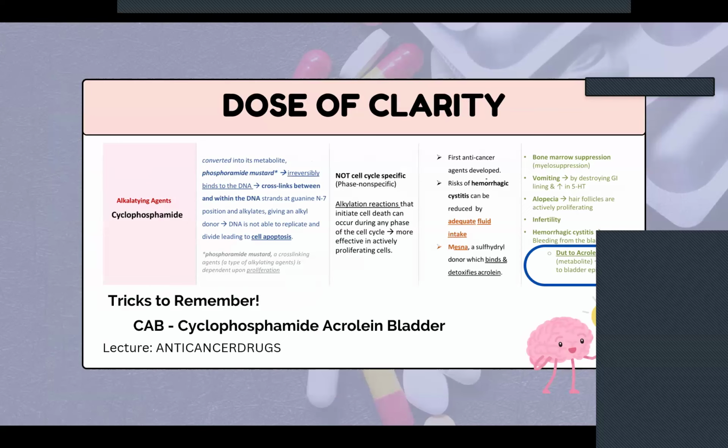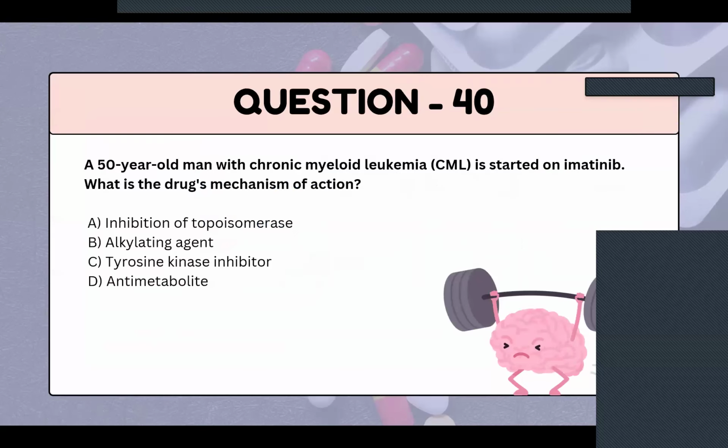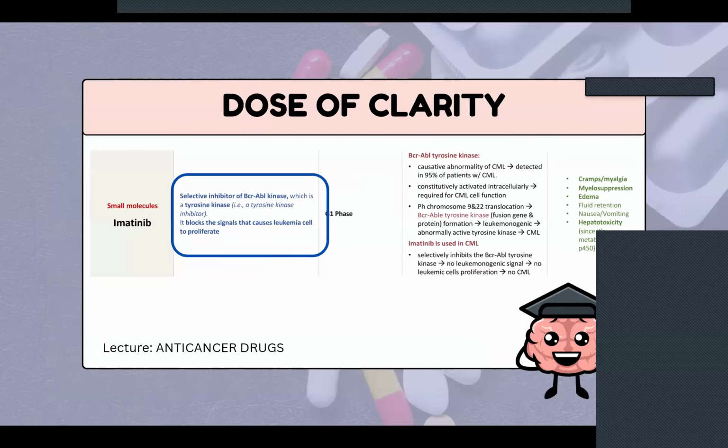Now, we have the last question, which is a 50-year-old man with chronic myeloid leukemia is started on imatinib. What is the drug's mechanism of action? Inhibition of topoisomerase, alkylating agent, tyrosine kinase inhibitor, antimetabolite. Yes, all of you are right. The answer is C, which is tyrosine kinase inhibitor. So imatinib selectively inhibits BCR-ABL tyrosine kinase, which is very important for the proliferation of CML cells. So the leukemic cells cannot proliferate.